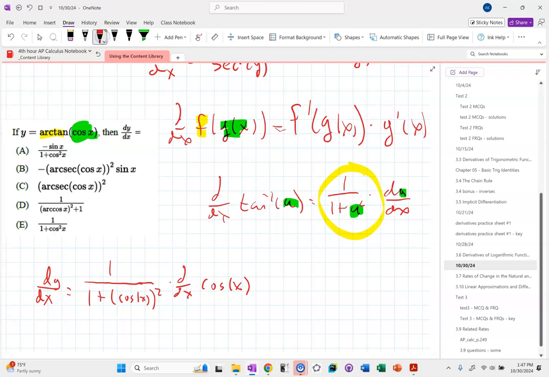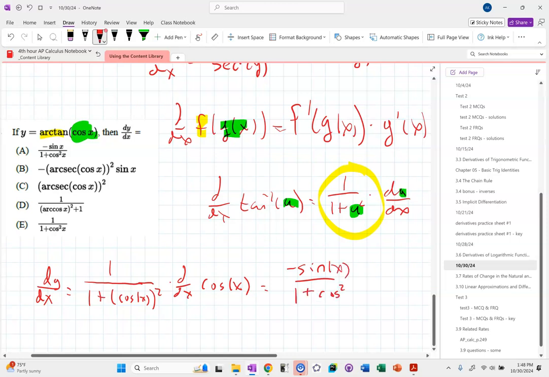The trig ones are tough with the chain rule, especially when you have one of those inside of an inverse, and they can be kind of rough. If I finish this up, I have the derivative of cosine is negative sine, and then 1 plus, and I'll write that as cosine squared x, and looks like a.